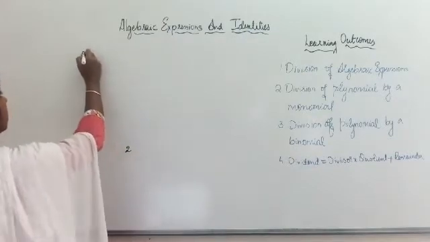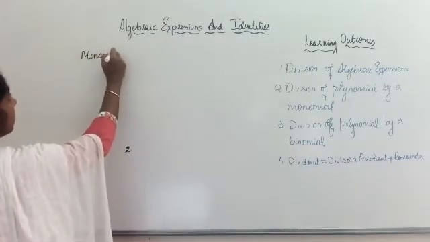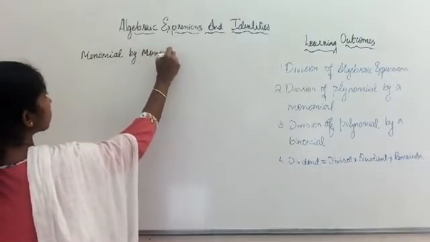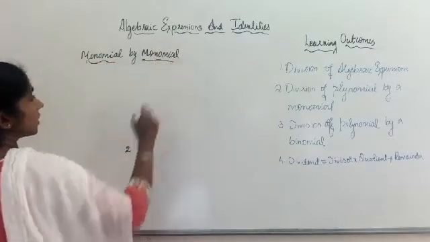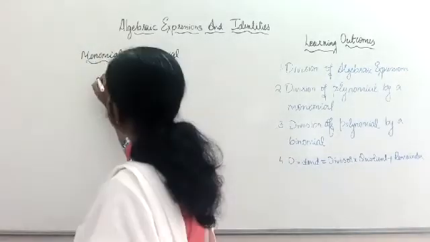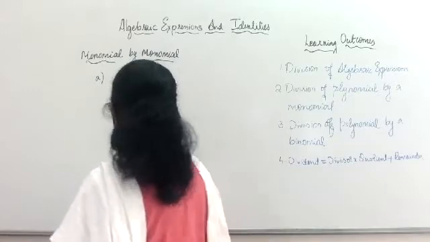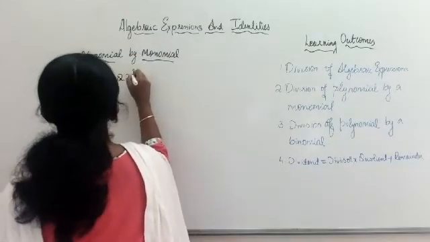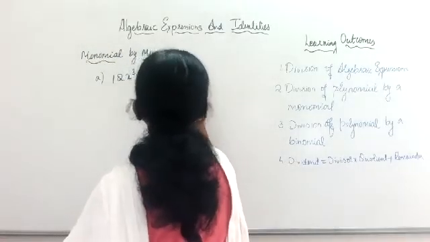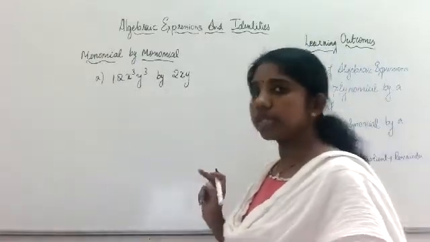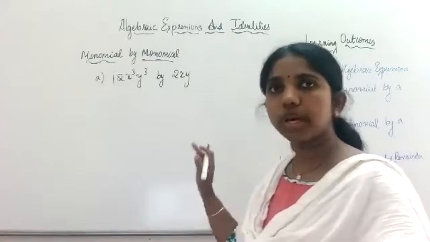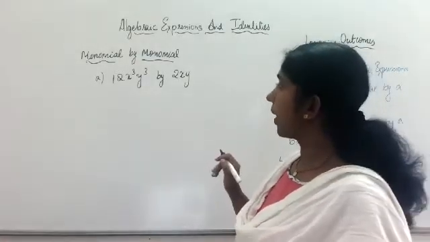So first is monomial by monomial division. Let us solve the question: 12x cube y cube divided by 2xy. That means 12x cube y cube is a monomial, and 2xy is another monomial. So we have two monomials, and we have to divide 12x cube y cube by 2xy.